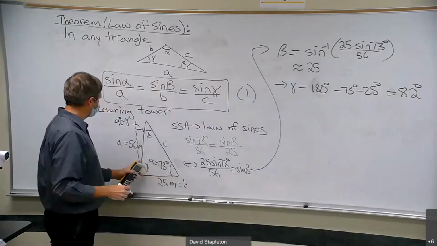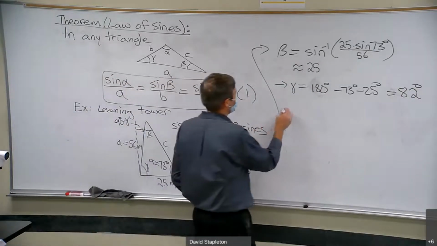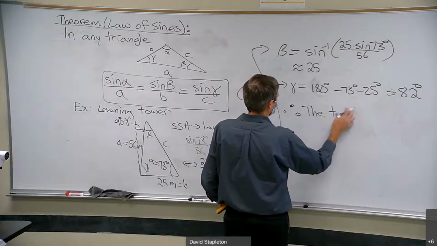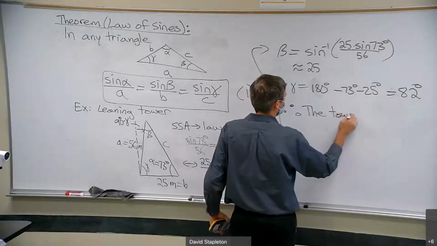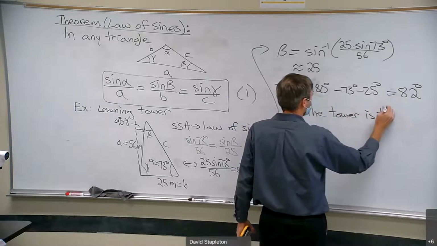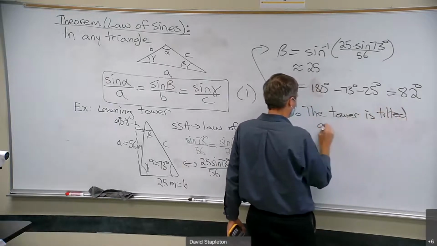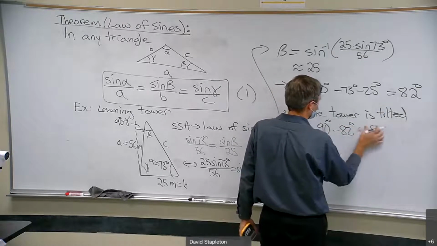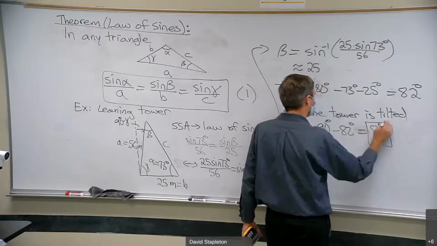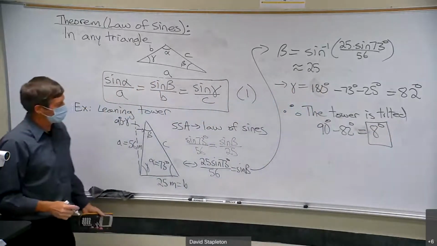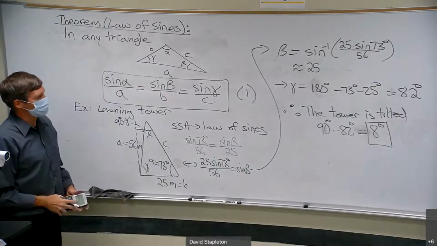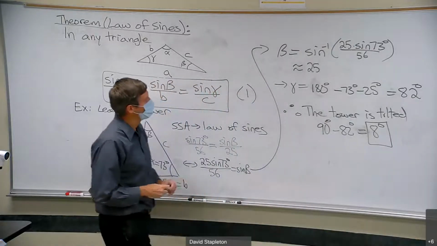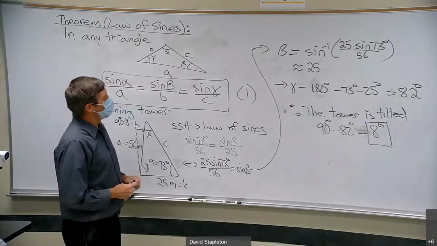And now that I have gamma, I notice the tower tilts at 90 minus that number from vertical, approximately 8 degrees. Let's put 8 degrees. Okay. So there's a sort of real world problem when you don't have a right triangle because the building isn't straight up. So I tried putting that in the calculator.